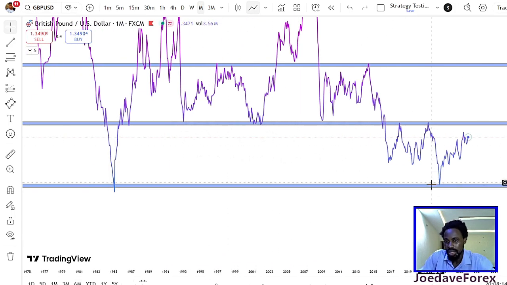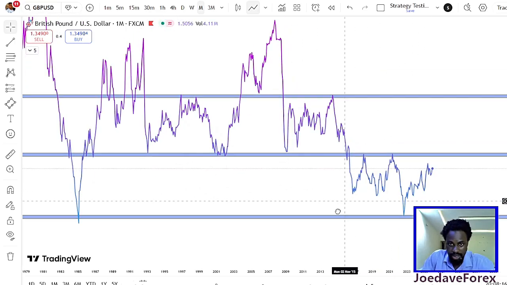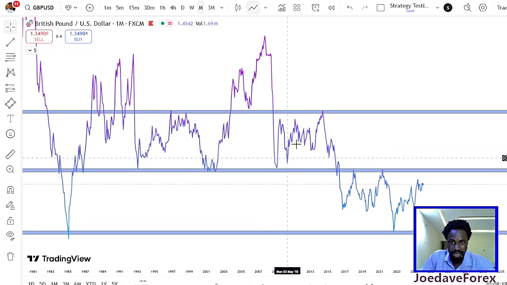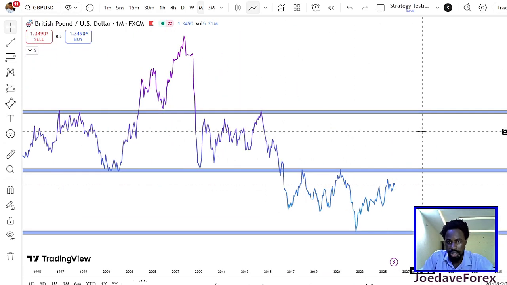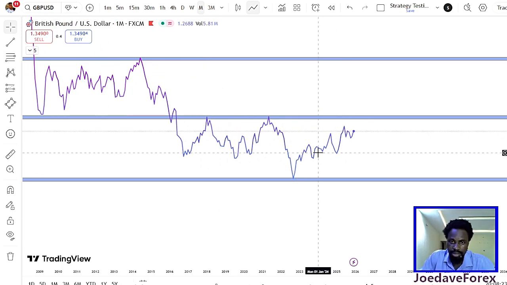So when it's going down, it's going to test it. When it's coming up, it's going to test it. So you can see coming down from here, tested here, pulled back to this one. So these are major levels. This is how you identify major levels in the market.